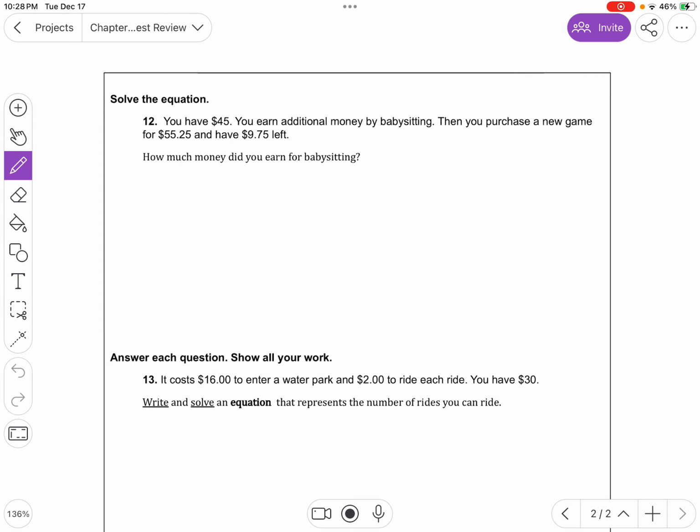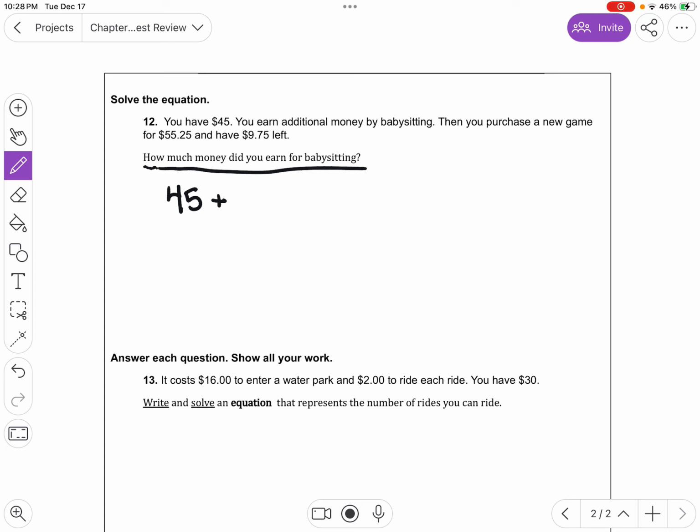For number 12, it says you have $45, you earn additional money babysitting, then you purchase a new game for $55.25, and you have $9.75 left over. How much did you earn babysitting? Well, as we read the problem, let's write down our numbers. I have 45 to start with. I earn additional babysitting money, but that's what the question's asking us, so I don't know it. I'm going to put B for babysitting money.